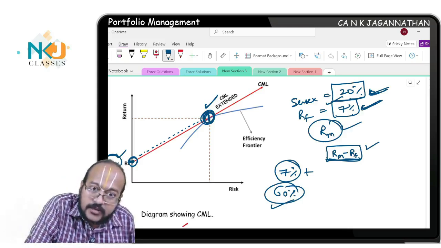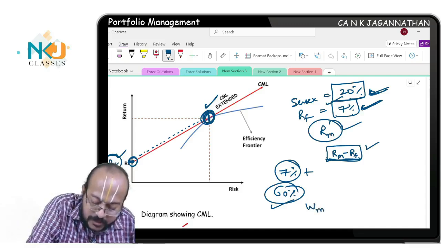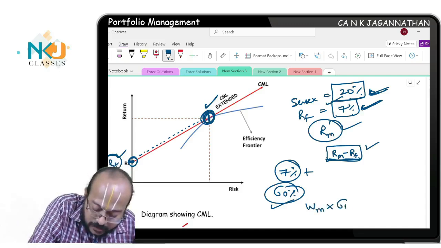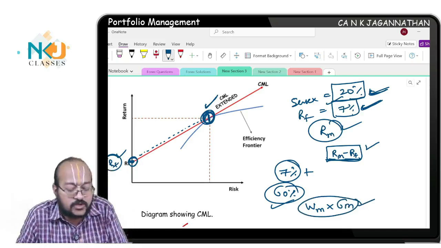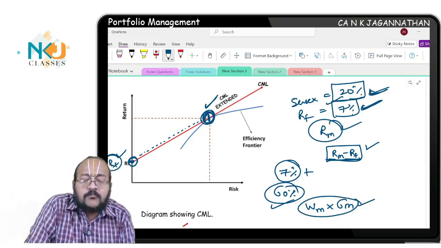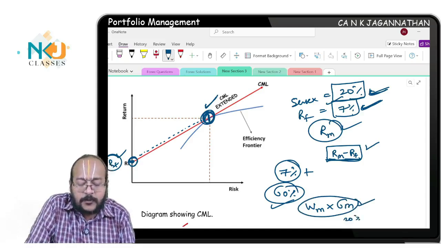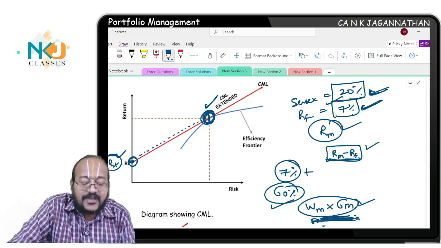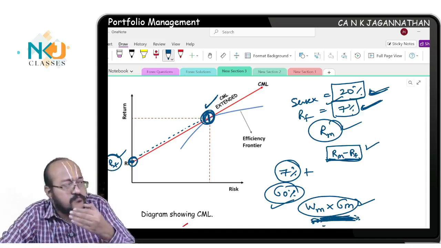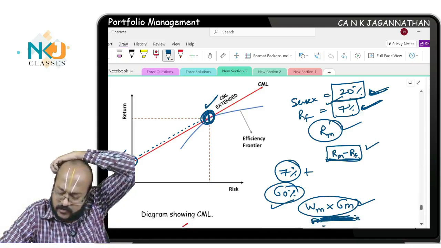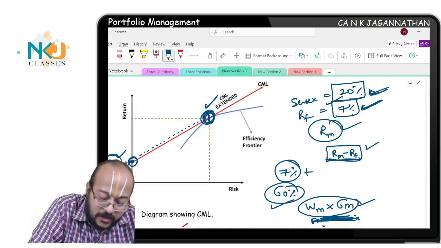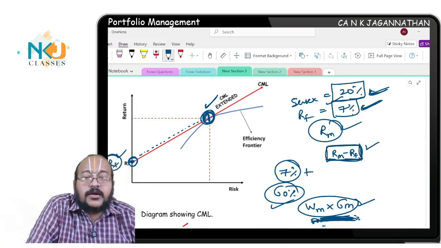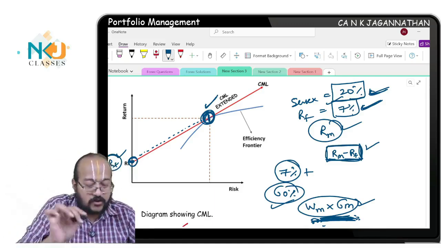What will be your risk? Your risk will be the weight of the market into the risk of the market, that is WM into sigma M. Assume 50% is invested in the market and market risk is 20%. Then 20 into 50%, that is 10%, is the extra risk you are taking, and the premium you are getting is for taking that extra risk. Are you understanding? The RM minus RF I call the premium which you are earning by taking additional risk. So are you listening to what I'm trying to say?